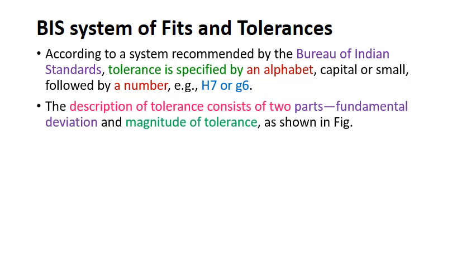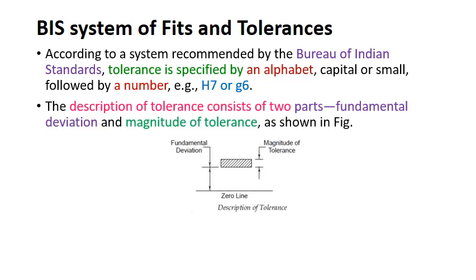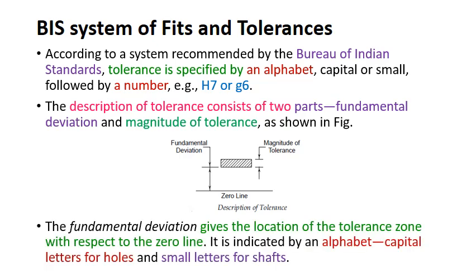So the tolerance will basically have two parts. One is the fundamental deviation and another one is the magnitude of the tolerance. What is this fundamental deviation? It gives us the location of the tolerance zone from the 0 line, right? So where will this 0 line be? We have already discussed this. In the case of the hole basis system, the 0 line will be on the lower limit of the hole, whereas in the case of the shaft basis system, the 0 line will be on the upper limit of the shaft, right? From that point, where exactly our tolerance zone is located, that is the fundamental deviation.